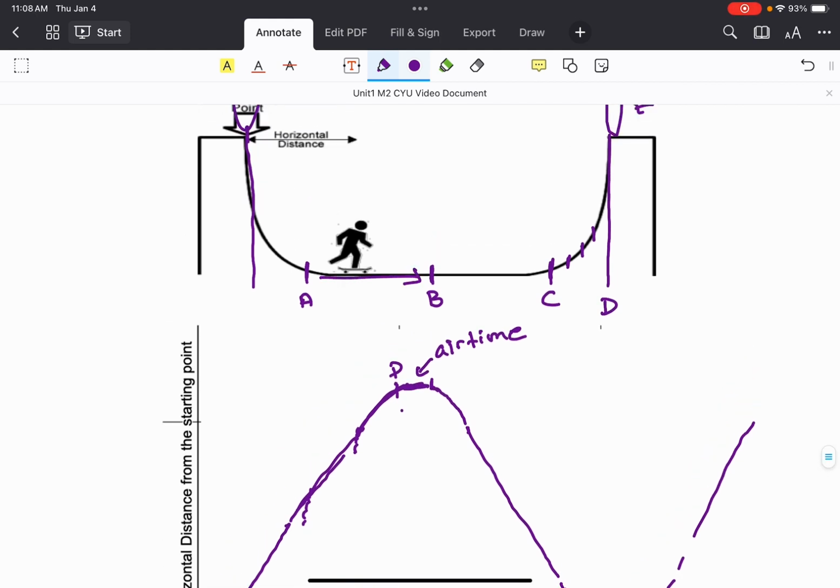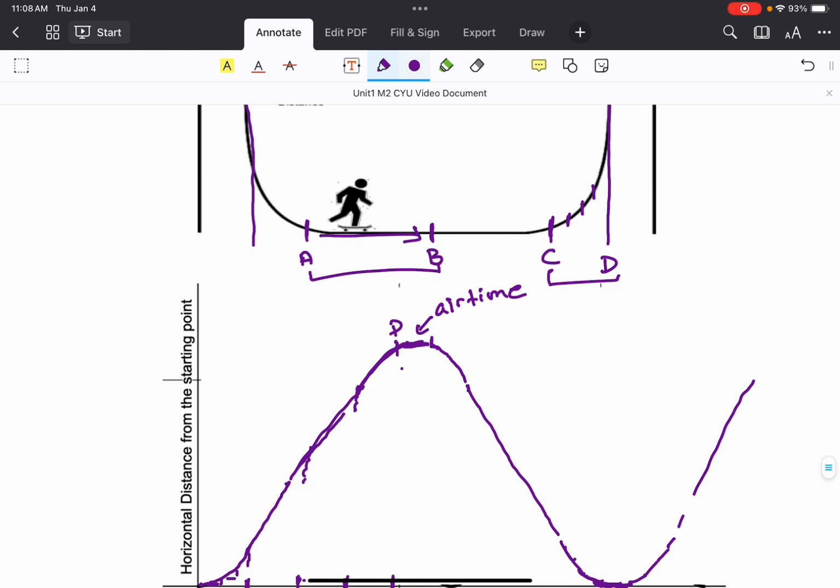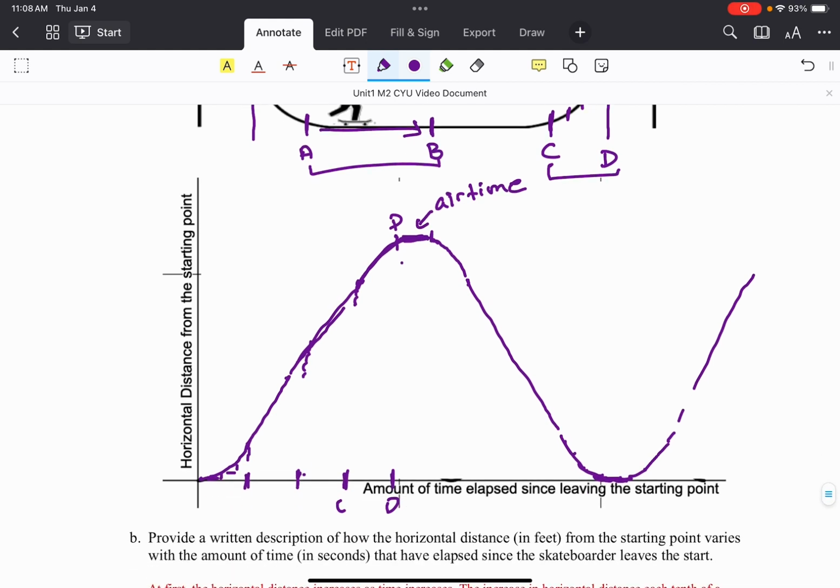It took the same amount of time to get from A to B as it did to get from C to D. But that horizontal distance was significantly less on C to D as it was from A to B. And that's really the key here. Whether or not you can argue those flat air times should be there or not, the general idea is thinking about that horizontal distance increasing.